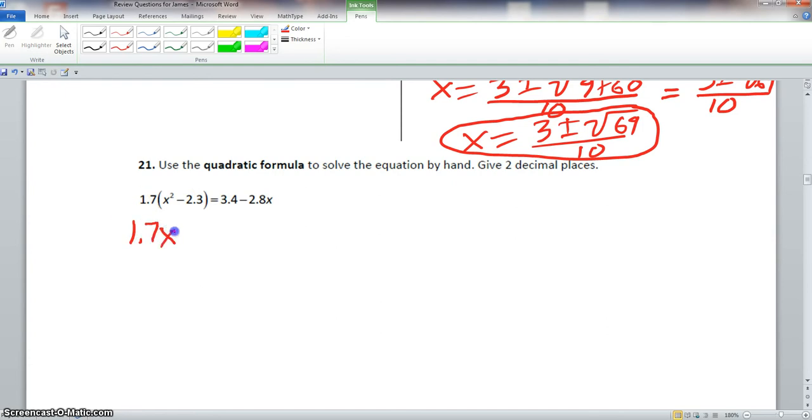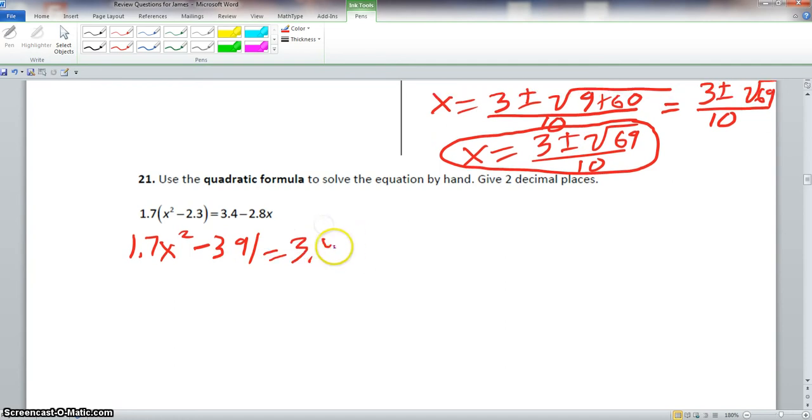This will give us 1.7x squared minus, we'll take 1.7 times 2.3, which will give us 3.91. And that's equal to 3.4 minus 2.8x. Now, we need to move all these values on one side. So we'll subtract 3.4 and add 2.8x on both sides.